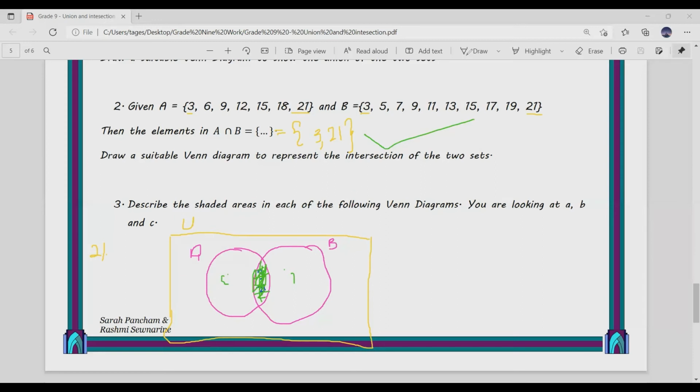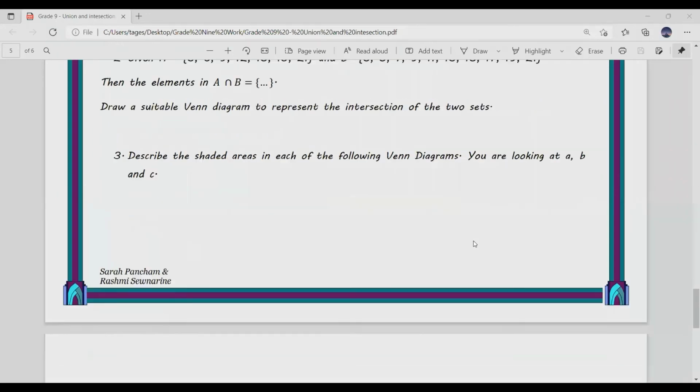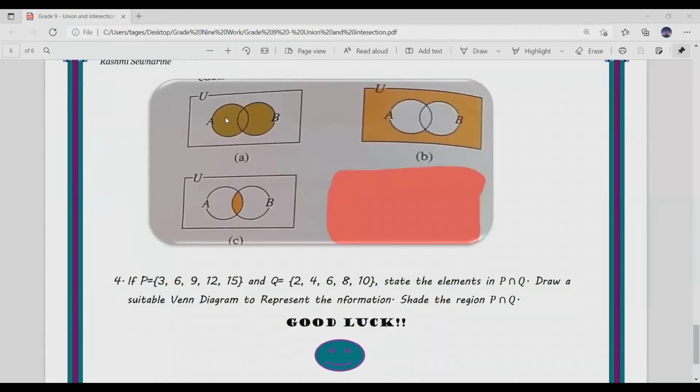Let's move on to number 3. Just clean this out quickly. Okay, clean. Okay, so number 3 says, describe the shaded areas in each of the following Venn diagrams. You are looking at A, B, and C. Now describing it, we just write what basically it is representing or displaying.